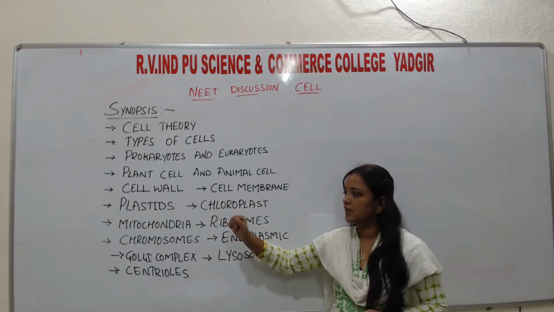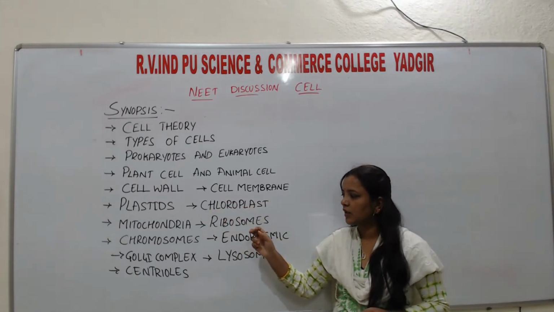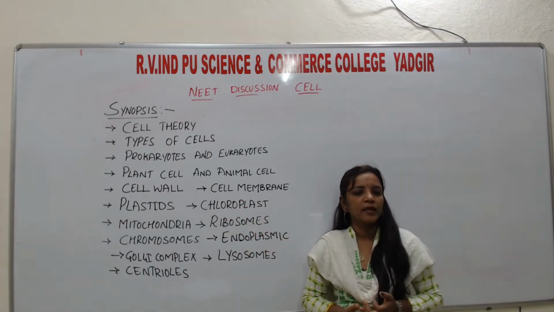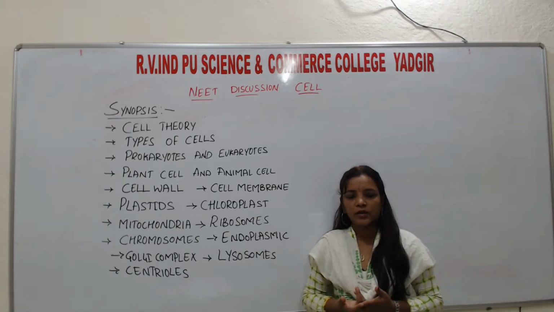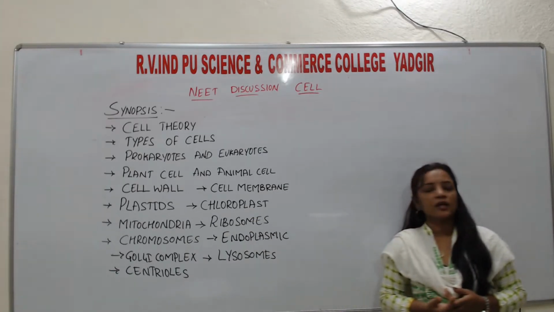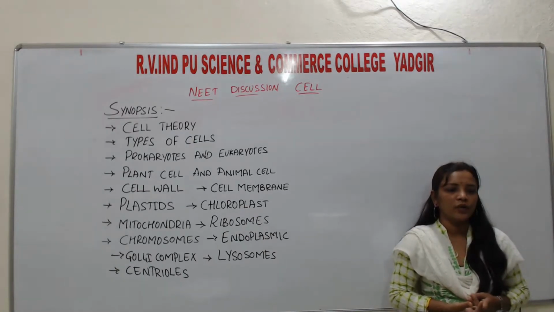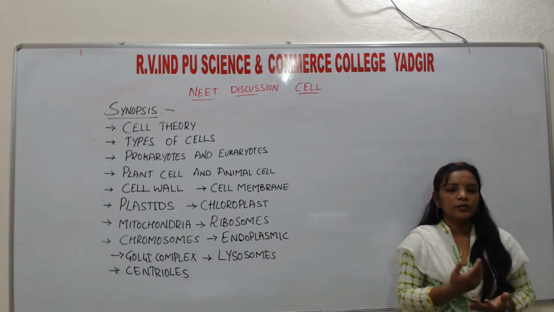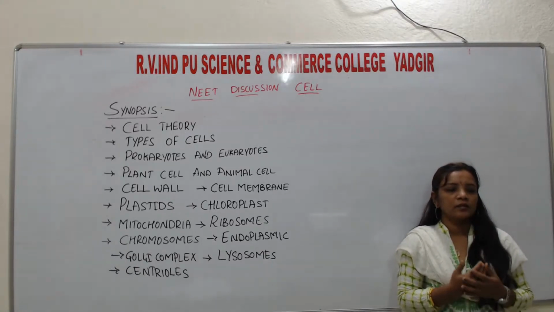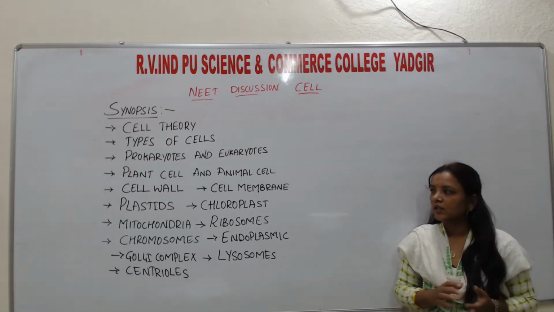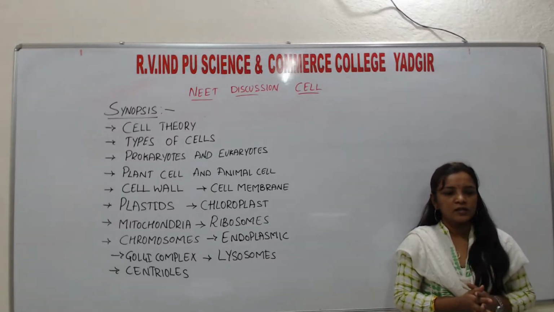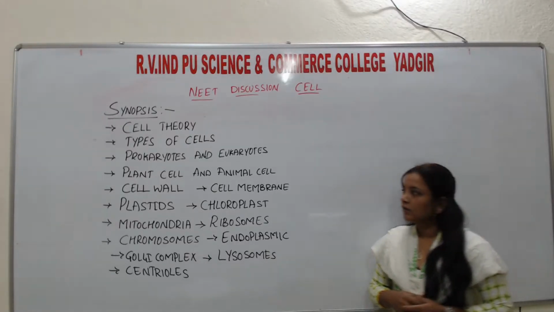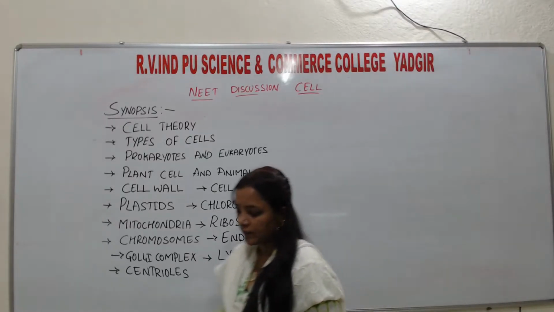Okay, the fluid mosaic model you are going to study in cell membrane and cell wall, and after that plastids, chloroplast, mitochondria, ribosome, Golgi apparatus, centrioles, microbodies. These are all different types of organelles which are present in the cells. Very much important, and most probably everything is present for your test, so we can discuss the history.